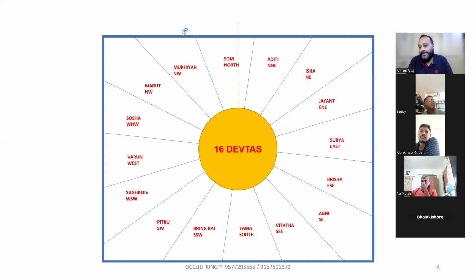Next, Vitata. Vitata is the Devata which is responsible for the south-southeast direction. This Vitata will give you power and confidence. If the Vitata Devata is balanced, then you will have the power and confidence to do anything. You can achieve anything you want in your life.